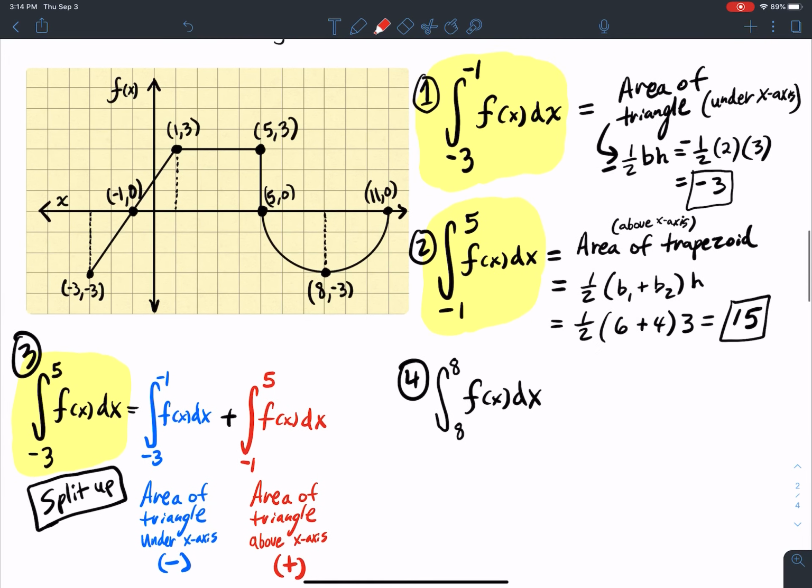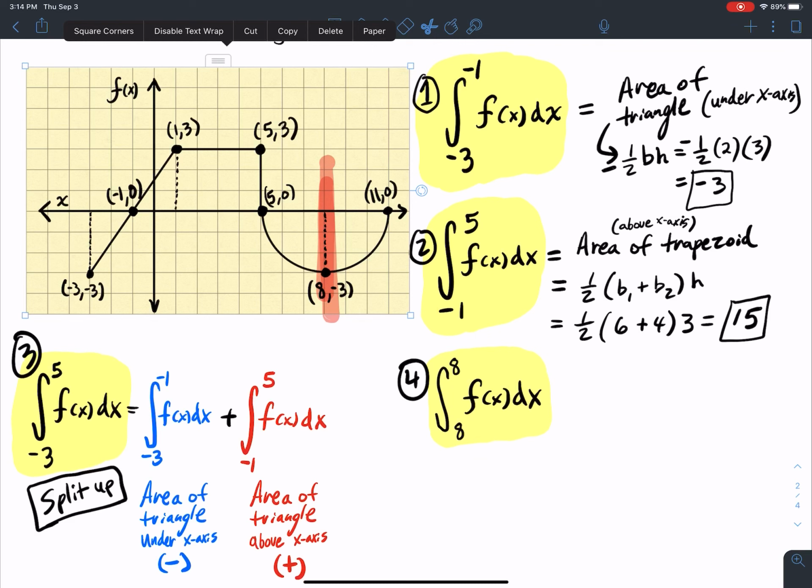Next one, number 4. This is going to be the integral from 8 to 8 of f of x. Well, where's 8 at? 8 is right here. So integral from 8 to 8. So I didn't even have to move that.